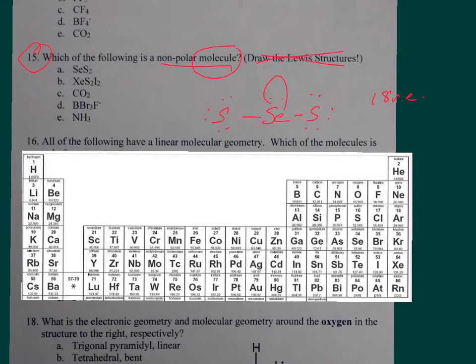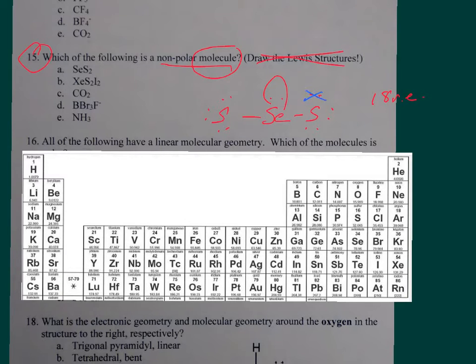Now you notice I can't stop here. Do you see which atom doesn't have a satisfied octet? Definitely the selenium. The selenium only has 2 electrons here, 2 there, and 2 there. That's 6. So we've got to share. So that means we need to get rid of 2 of these.